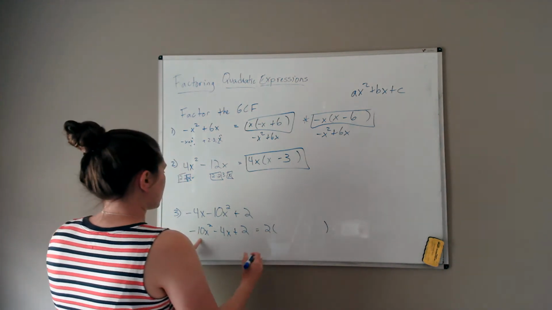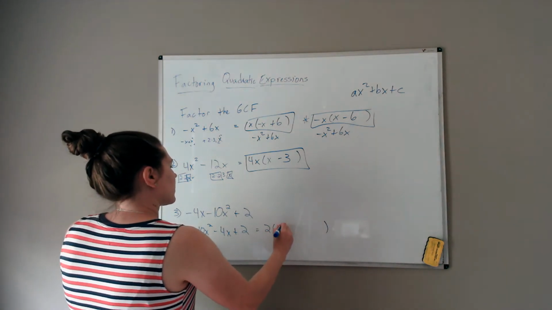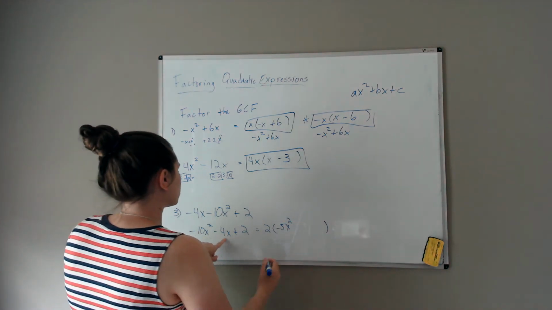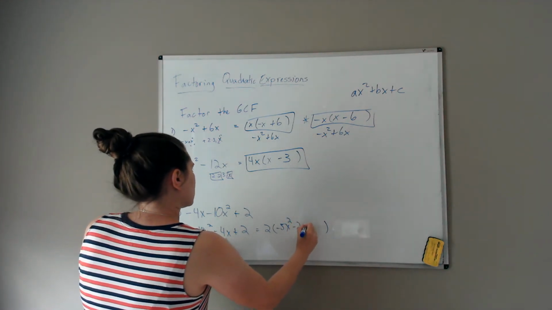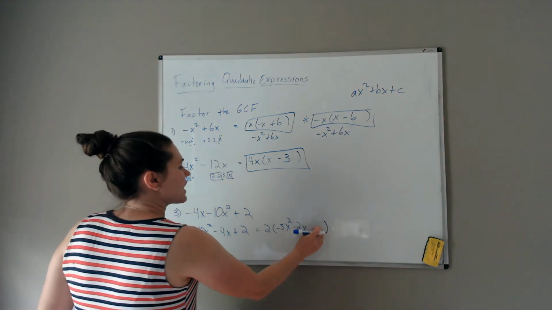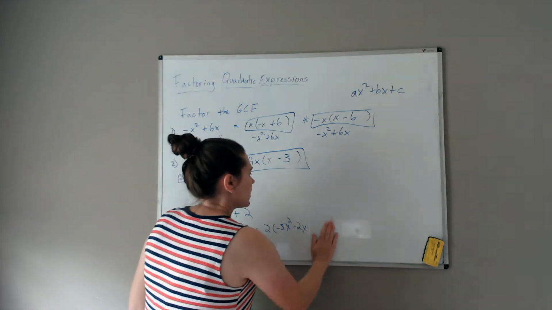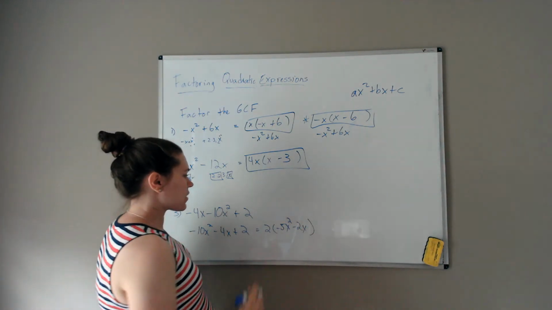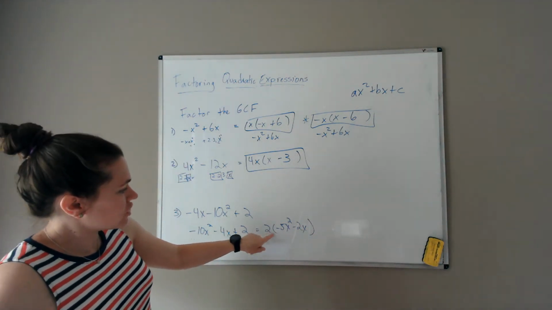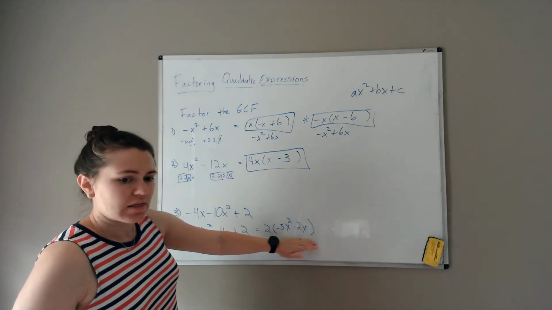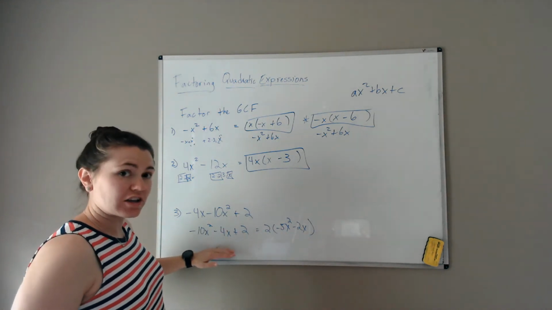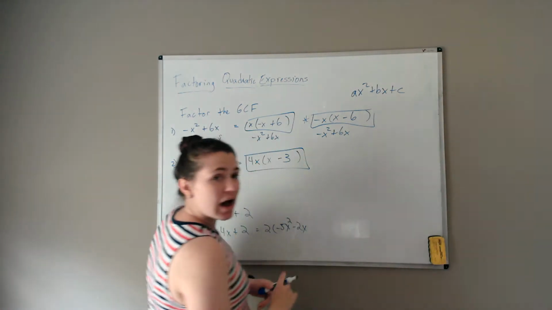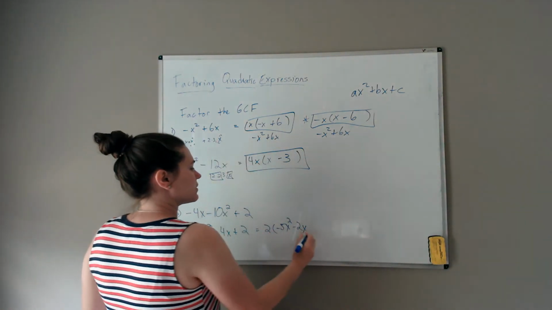So 2 times what gives us negative 10x squared? That's negative 5x squared. 2 times what gives us negative 4x? That's going to be negative 2x. 2 times what gives us 2? You can't just leave this blank and say, oh, I took out a 2, that's it. No, because if I distribute, I only have 2 terms. That's a problem because my original expression has 3 terms. So I need to make sure 2 times what gives me 2?